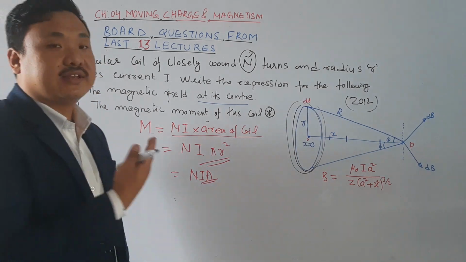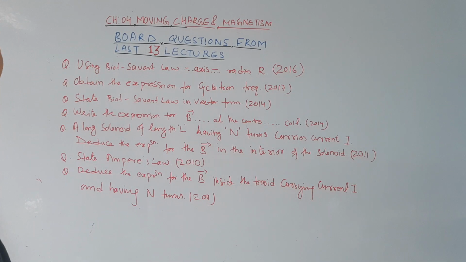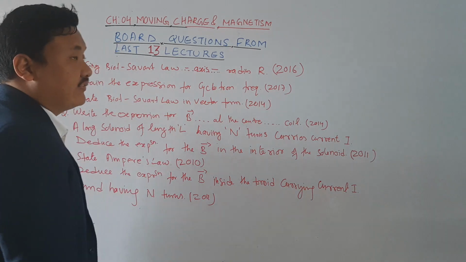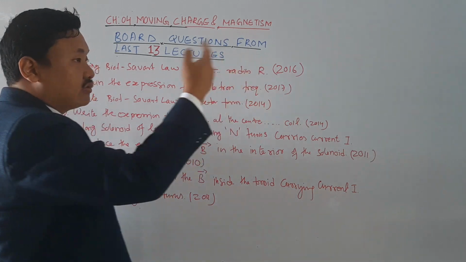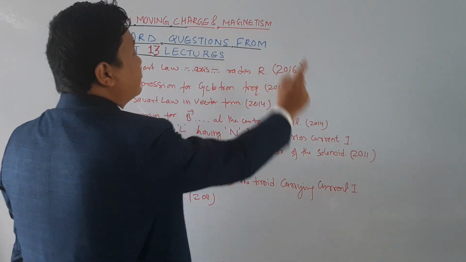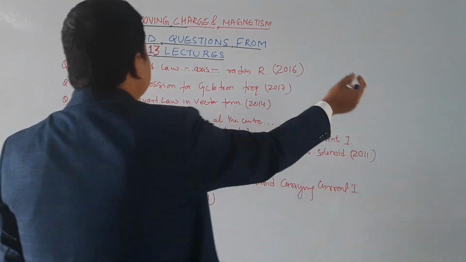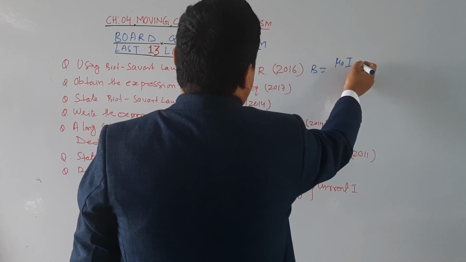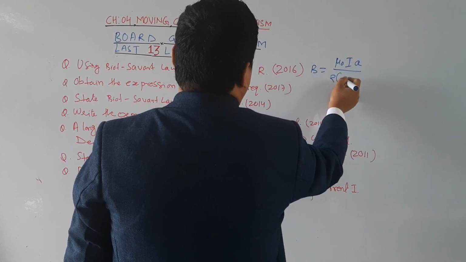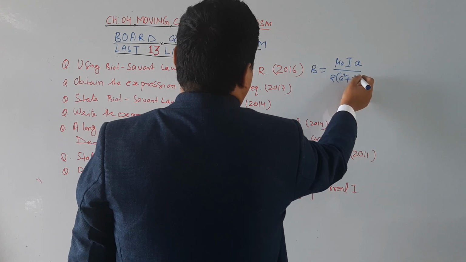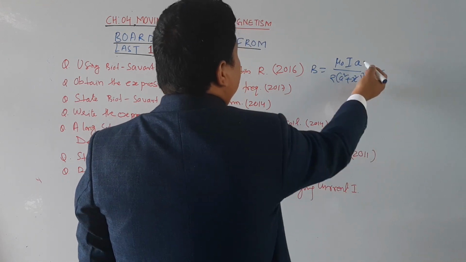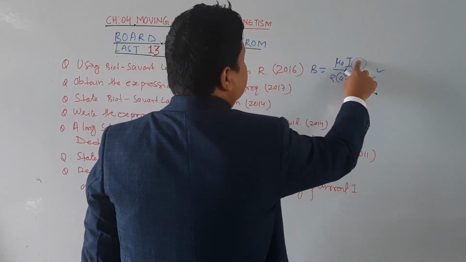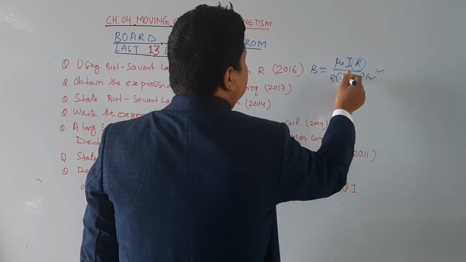Okay, so let us go to the next question. Some more questions are like this. Using Biot-Savart law, find the magnetic field at the axis of a circular coil of radius r, 2016. So what will this answer be? This magnetic field is equal to mu naught I a square divided by 2 (a square plus x square) to the power 3 by 2. A is the radius. If r is given, then I have to write this as capital R, and this is also capital R.